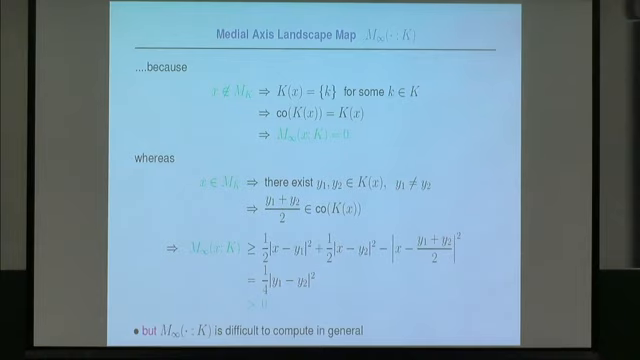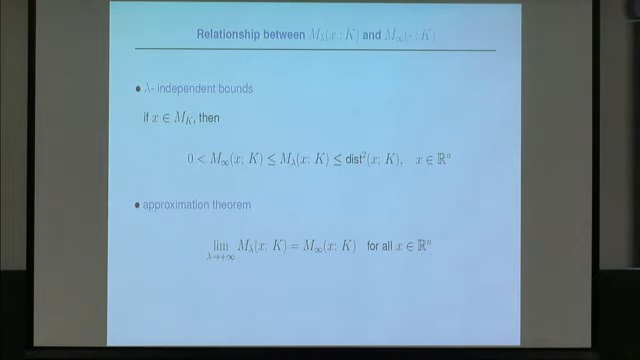But it's not so easy to compute directly because of the presence of this k of x, right? Because to compute this you need to know the points at which the distance to the set is attained, right? But it is very useful nonetheless because there's a key interaction with our medial axis landscape map, right? And so there are two properties. So one is you get lambda independent bounds.